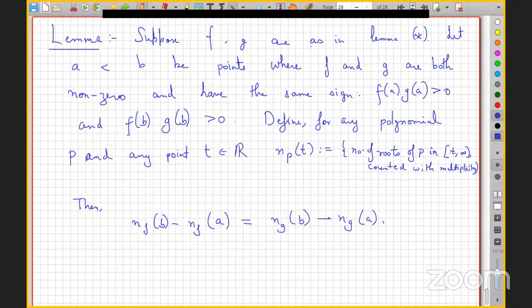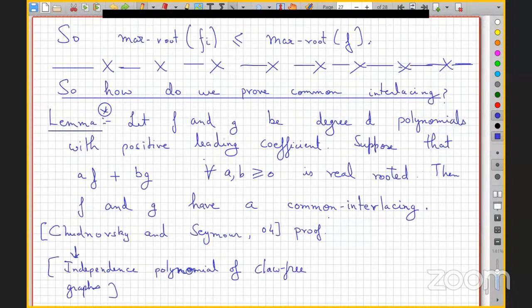So F and G have the same degree, positive coefficients. The important thing is that they have this property that any positive, so this is the important one, any positive linear combination, any non-negative linear combination, is real rooted. In particular, they themselves are real rooted, and any non-negative real combination is also real rooted.